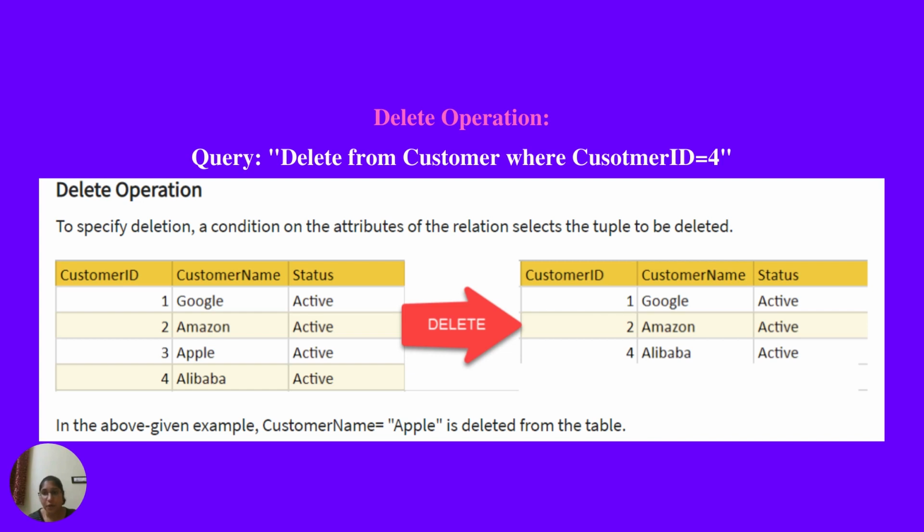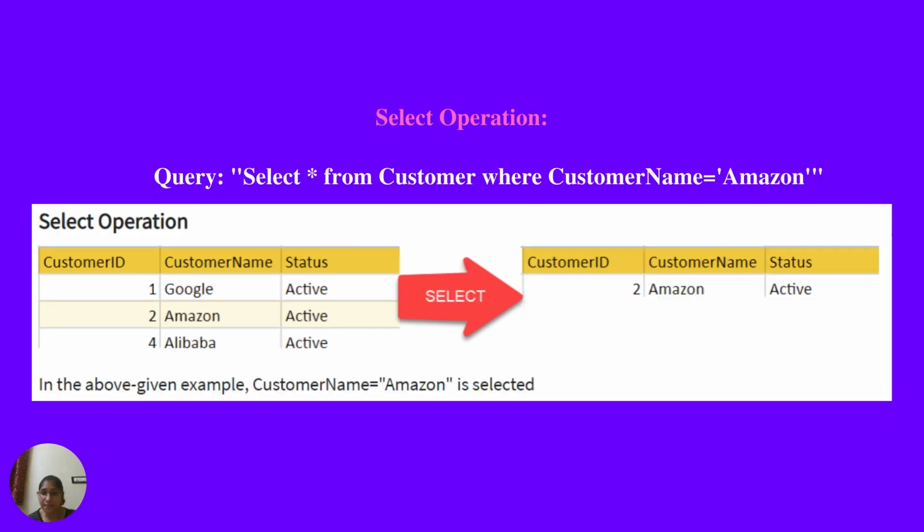Now next is the delete operation. Suppose I want to delete a particular row where customer ID equals 4. For this to happen, I can write the query as delete from customer where customer ID equals 4. Now the row will be deleted.